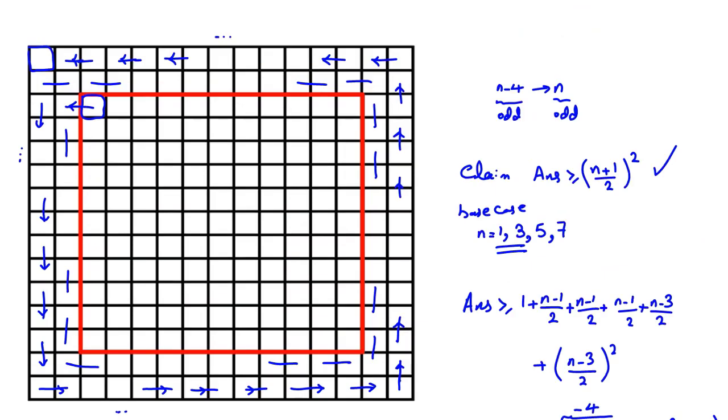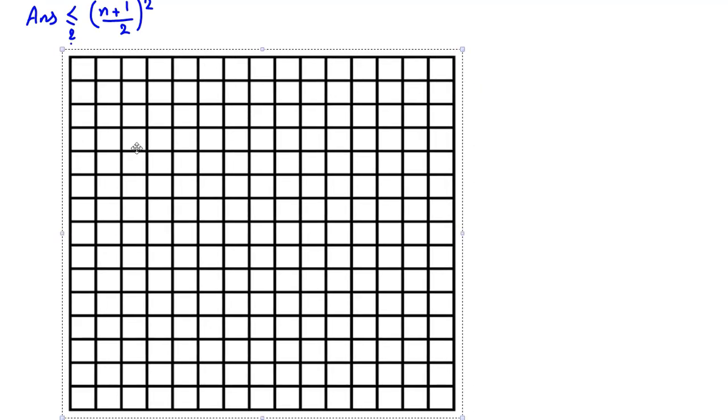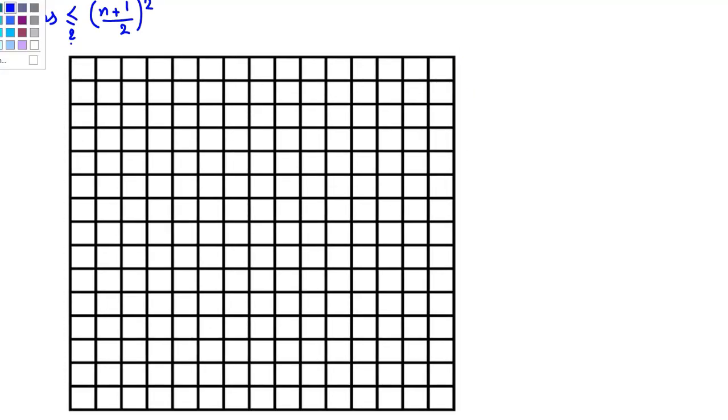Now the next part that we want to prove is why the answer is at most ((n plus 1) over 2) squared. Okay, let me copy it and paste the table again. Let's use this table again. Control C, Control V. At first, I want to focus on what places the holes can be in, okay?